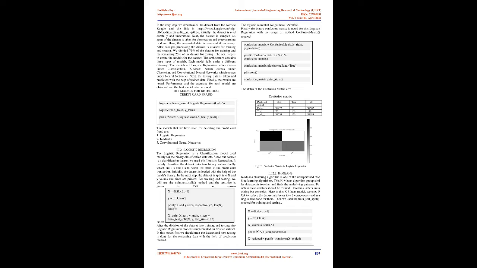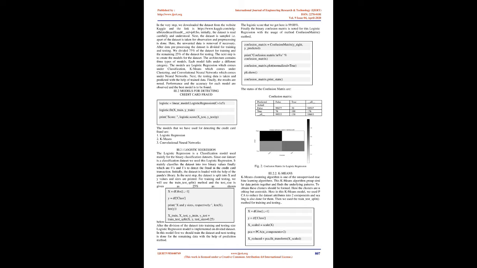It mainly classifies the dataset into 2 binary values finally, which are zeros and ones, to detect the fraud in the credit card transaction. Initially, the dataset is loaded with the help of the pandas library. In the next step, the dataset is split into X and Y values and sizes are printed. For training and testing, we will use the train_test_split method, and the test_size is given as 25% as shown below.